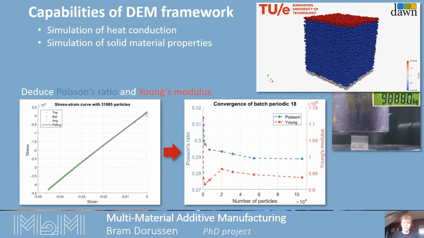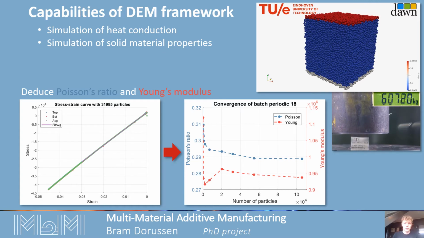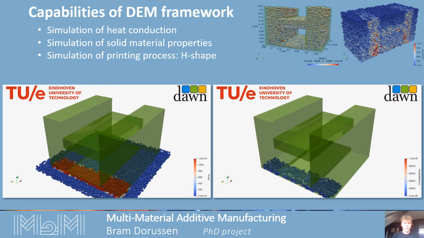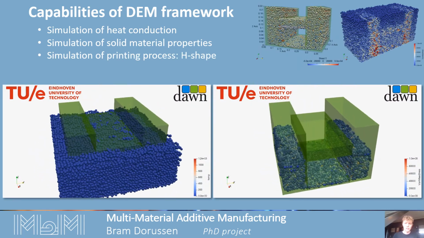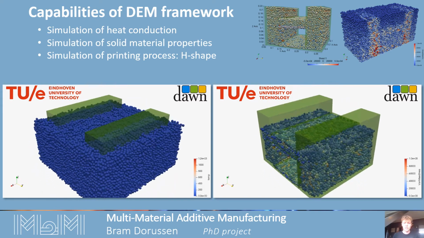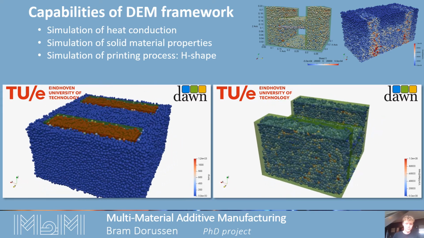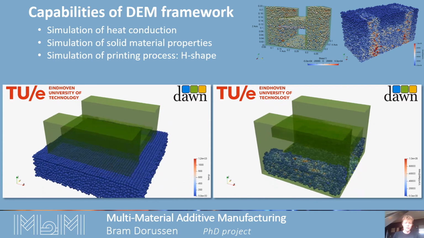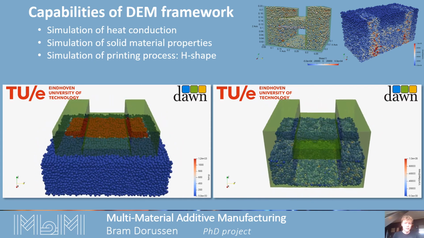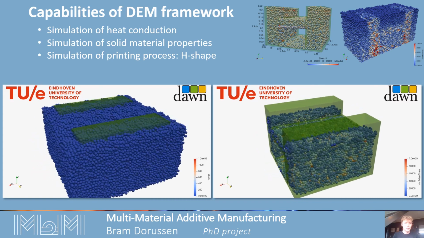We can see that we can actually capture a solid material, and we can run a small additive manufacturing print, an H shape in this case. We can look at the temperature and stresses at each time step during the print, and we see that the print warps during the process. And that, in a nutshell, is my PhD project.